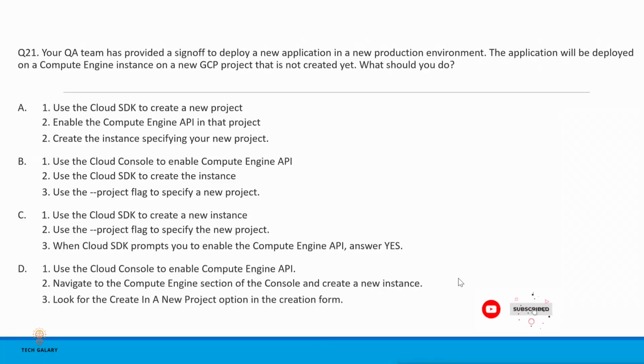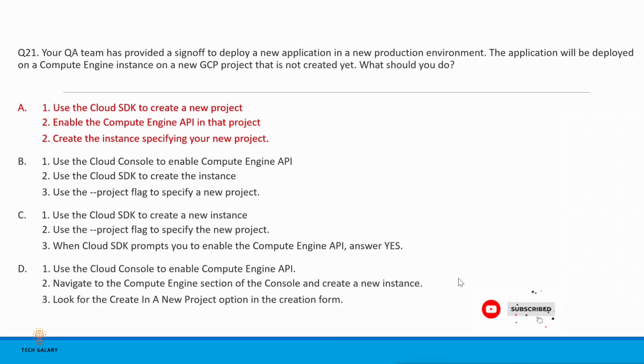Your QA team has provided a sign-off to deploy a new application in a new production environment. The application will be deployed on a compute engine instance on a new GCP project that is not created yet. What shall you do? So these are the options available. And the correct answer is option A.